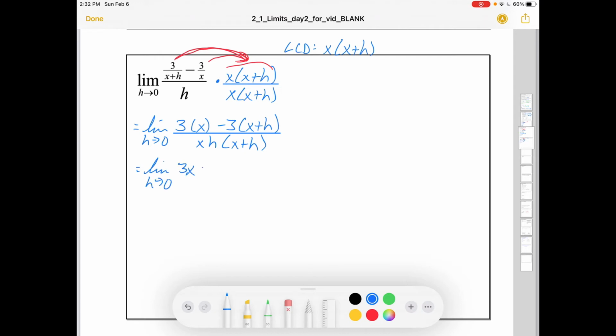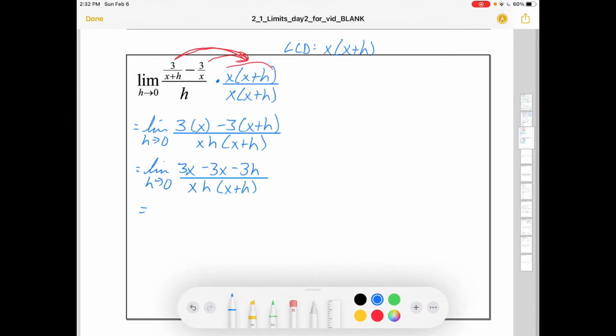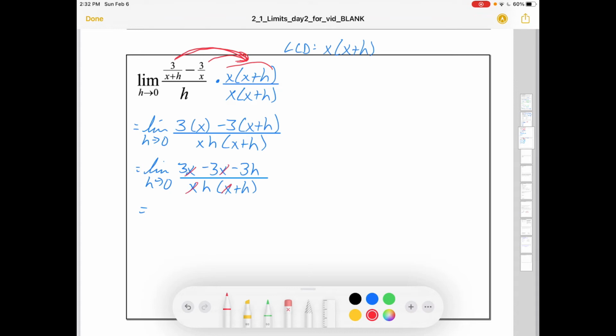Up top, I'd have 3x minus 3x minus 3h all over x by h by x plus h. And at this point, people are going to do ridiculous stuff. They'll divide out this x and this x and this h and say we've done something reasonable. That's not true cancellation. You need to have things all simplified and factored out, and then you can divide out stuff that's common on top and on bottom. So the top here means negative 3 times h. The bottom means x times h times bracket x plus h.